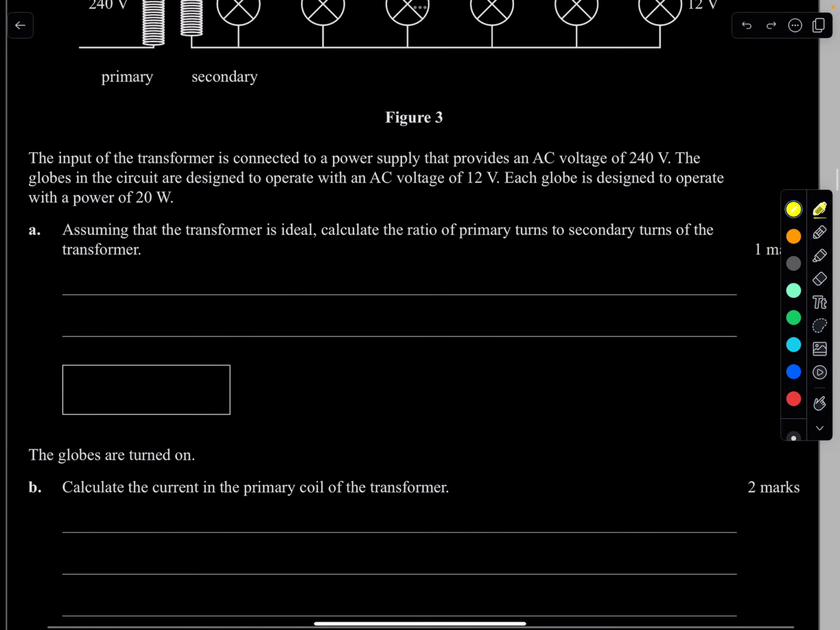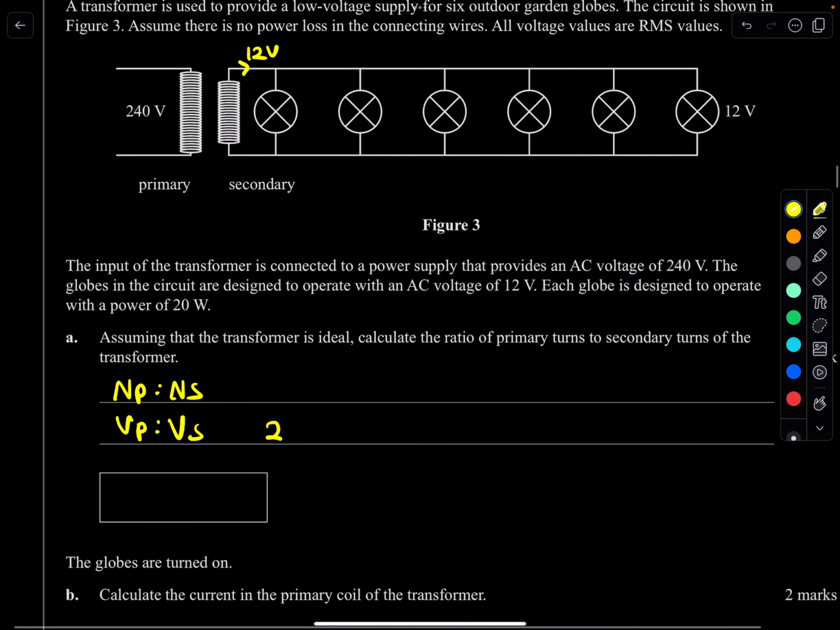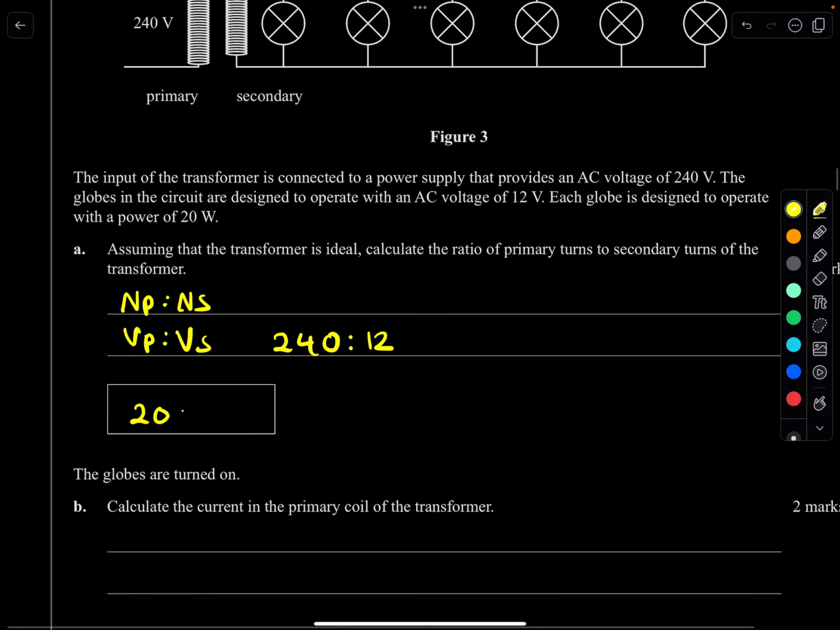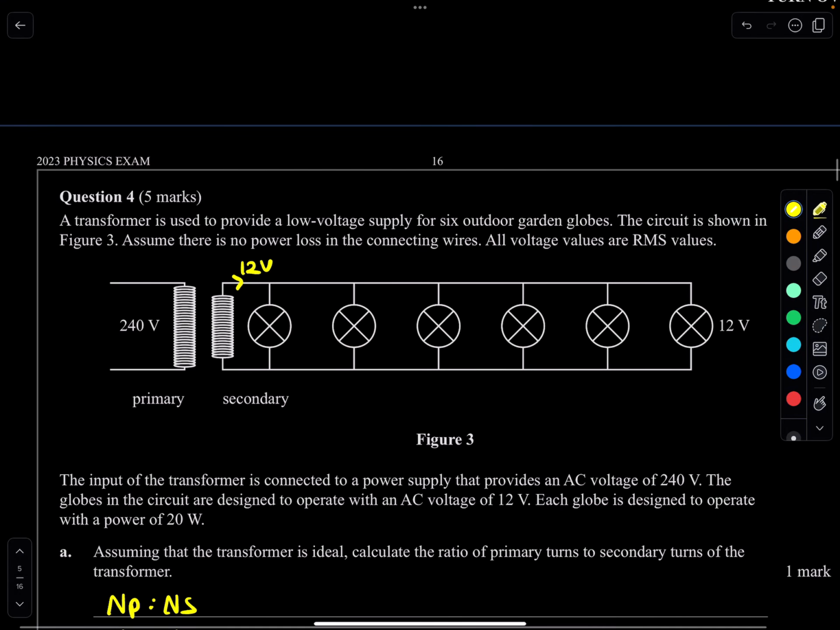So I need to calculate the number of primary to secondary turns. It's just equal to what? Your primary voltage to your secondary voltage. So what is our primary to secondary? It's 240 to 12, which is basically 20 to 1. Done. So we now know that it's 20 to 1.